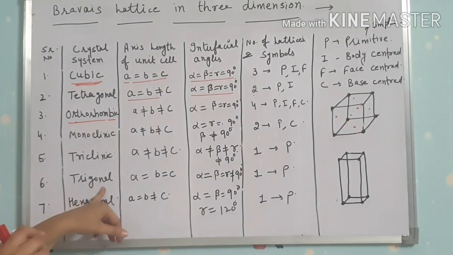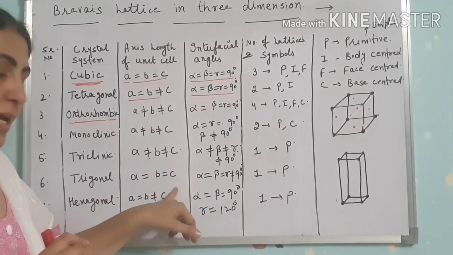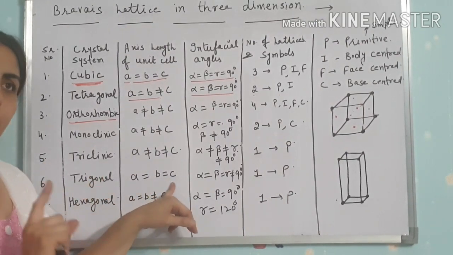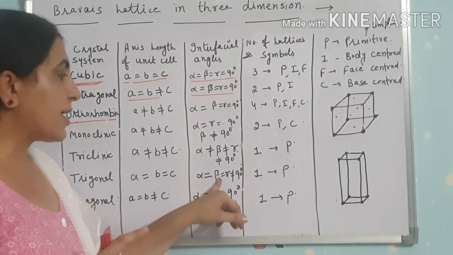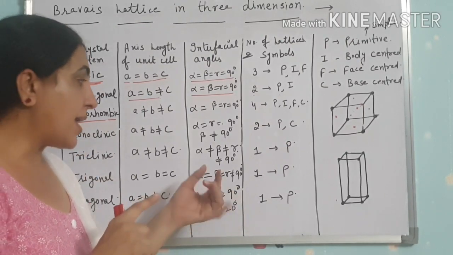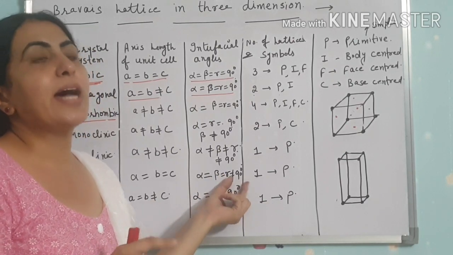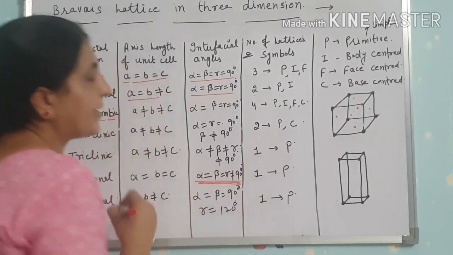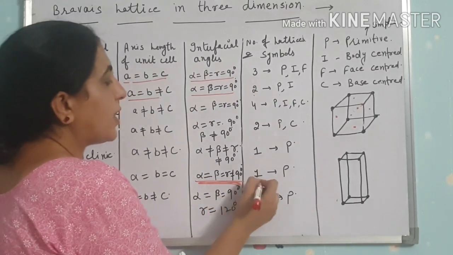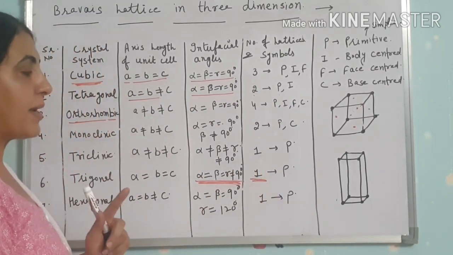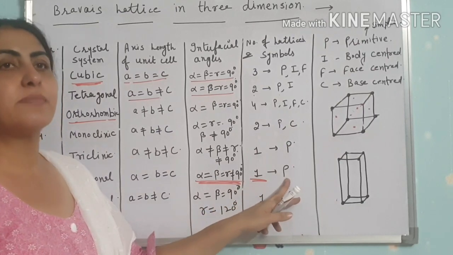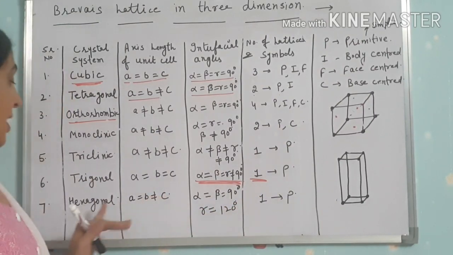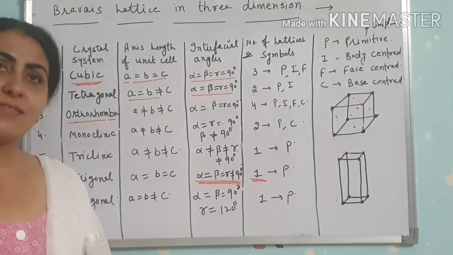Trigonal. In trigonal, A is equal to B is equal to C. Clear? Axis lengths, all 3 are equal, and the 3 angles alpha, beta and gamma are equal but not equal to 90 degree. And this is also primitive. Only one Bravais lattice, and that is primitive, means atoms are only at the corners. Clear ji? Then is hexagonal, last is hexagonal.